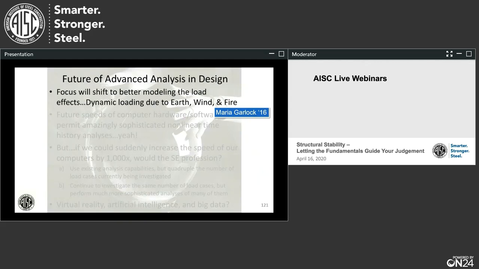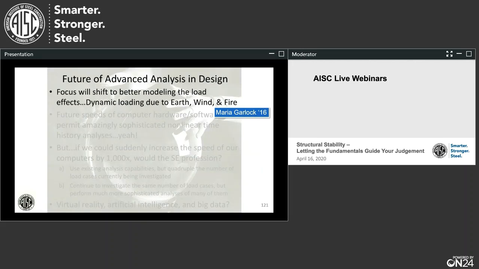Earth, wind, and fire, not the rock group. Earth being seismic, like we saw. Time history analysis for seismic effects will most likely become the norm. Modeling for tsunami or avalanche. Wind, it could be so exciting to take the tap data from a wind tunnel on a structure and put it in as time-dependent forces in a structural model. That is definitely within our reach right now.